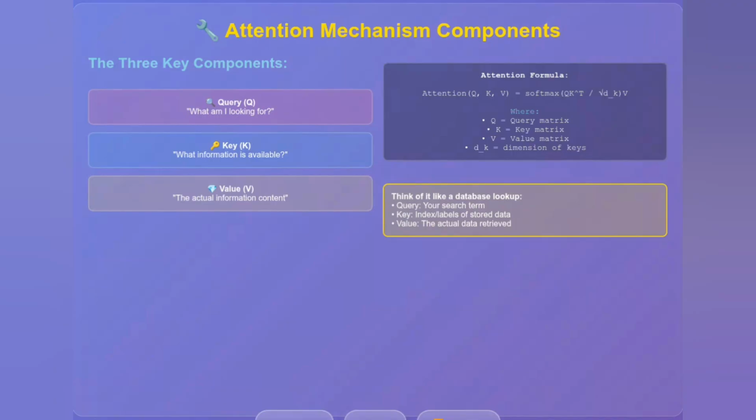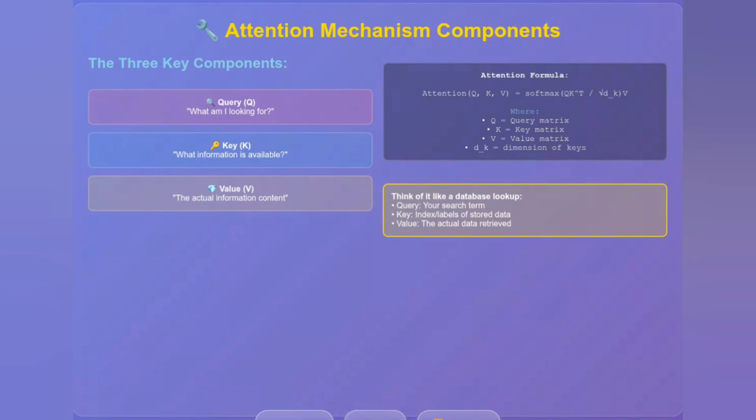First, we compute QK transpose. This is the dot product between queries and keys. High dot product means high similarity. We divide by the square root of the key dimension for stability, then apply softmax. This ensures our attention weights sum to 1. They form a proper probability distribution. Finally, we multiply by V to get the weighted sum of values.